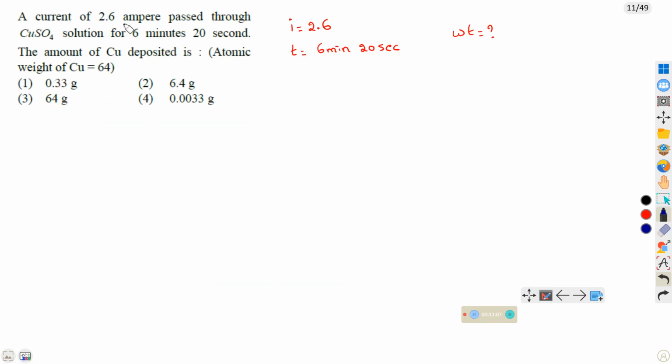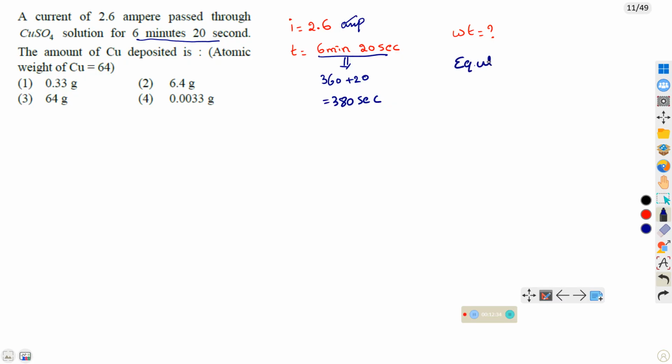A current of 2.6 amperes is passed through CuSO4 solution for 6 minutes 20 seconds. Current is given in amperes, so time is taken in seconds. So total number of seconds is 6 into 60, 360, plus 20. Total time is 380 seconds. Weight is equal to question mark.